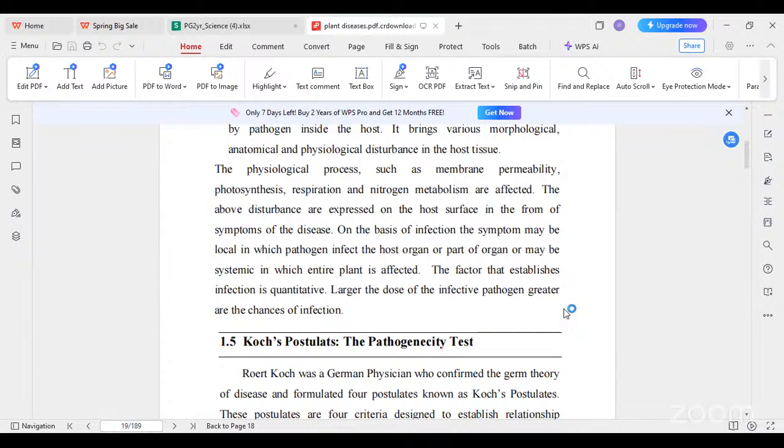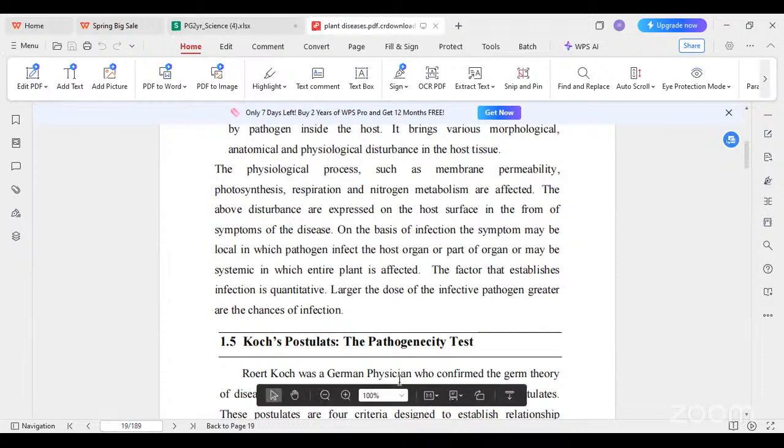On the basis of the infection, the symptoms may be local, in which the pathogen infects the host organ or part of an organ, or may be systemic, in which the entire plant is affected. The factors that establish infection are quantitative: the larger the dose of infective pathogen, the greater are the chances of infection.